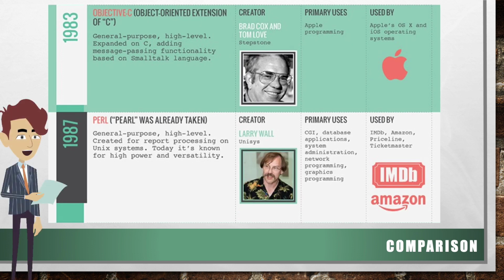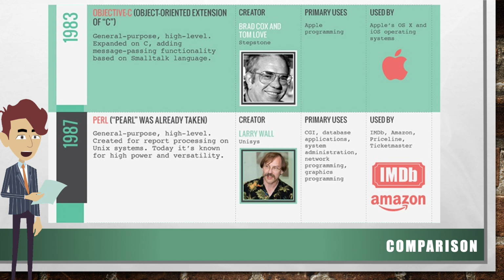Another one in the year 1983 is Objective-C, the object-oriented extension of C. It is a general-purpose, high-level language that expanded on C, adding message passing functionality based on the Smalltalk language. It was created by Brad Cox and Tom Love. Primary use is Apple programming, used by the Apple OS X and iOS operating systems.